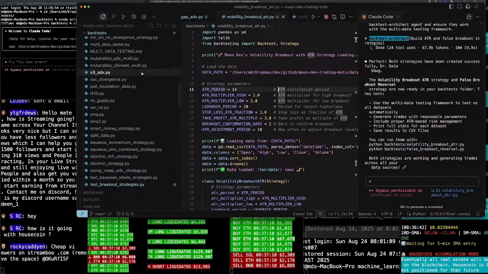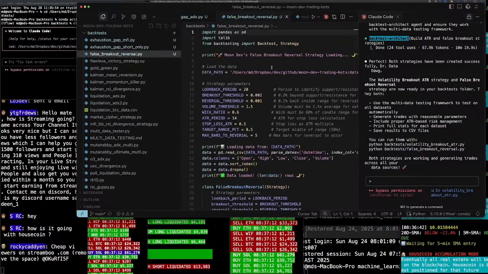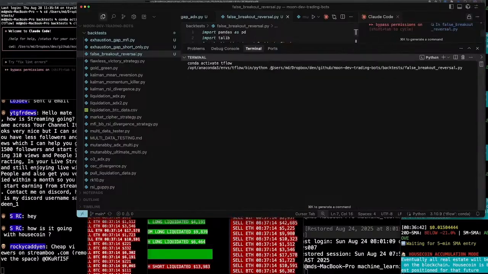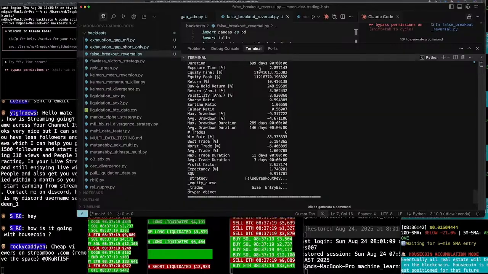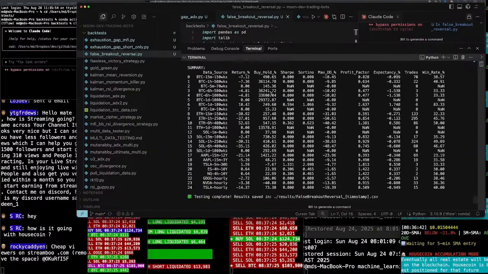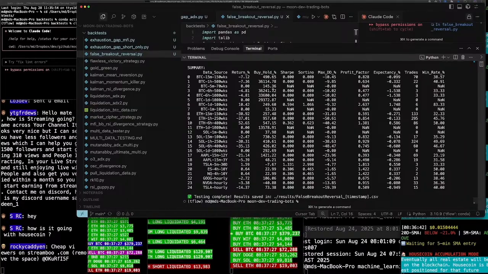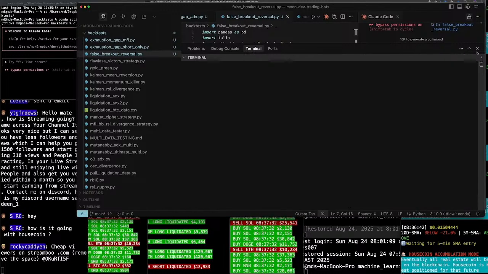Okay, perfect. Let's go ahead and now try the false breakout reversal. Nothing too high. Oh, 1.74 expectancy. Okay. I like to see consistency though, to be real. So you can see nothing too high either. So, okay, this is part of the game. Two different strategies.